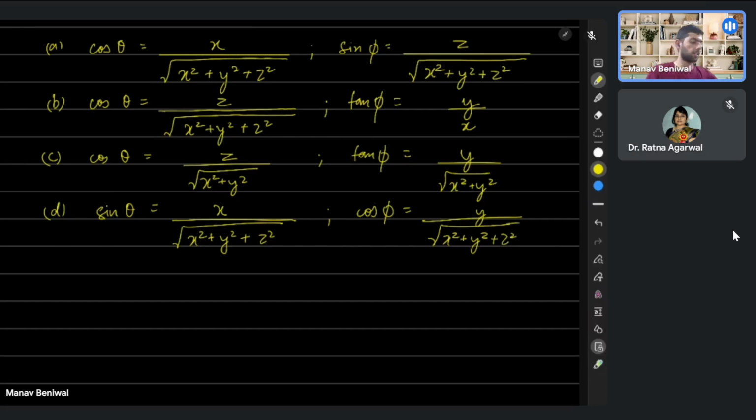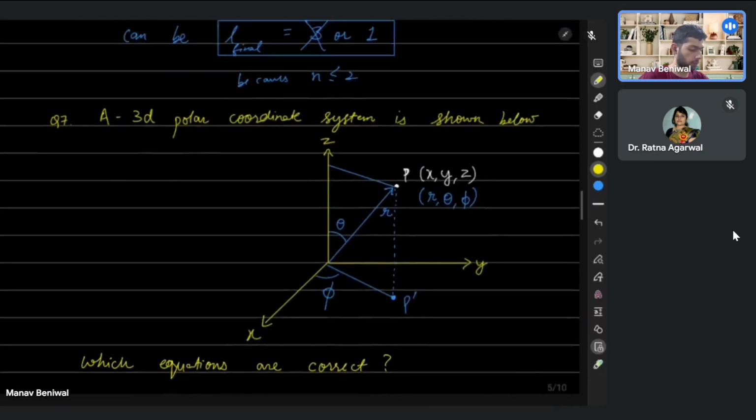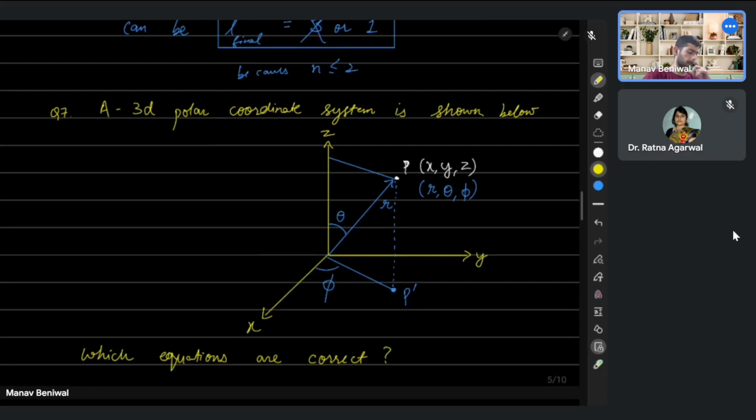Okay, so basically different values of cos or sine theta and different values of cos or sine phi or tan phi, and we want to write all these things in terms of x, y, and z. So if we move back to our diagram here, one thing that we note straight away is that this r is the distance of the point P from the origin, right?